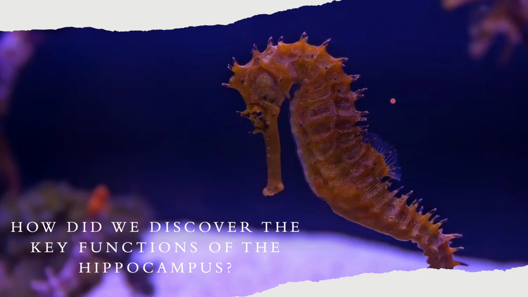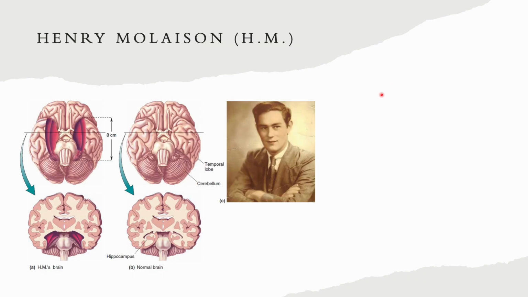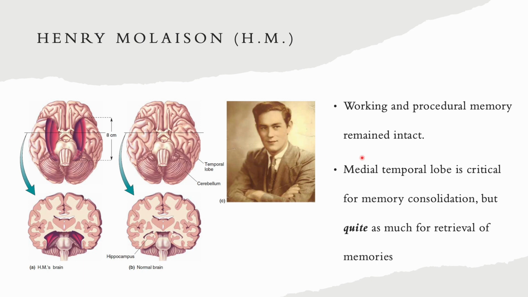How did we discover the key functions of the hippocampus? Patient HM is a primary example of our understanding of the hippocampus. So remember, patient HM was suffering from seizures, and in an experimental procedure, they removed his entire hippocampus, as shown here. So this is patient HM's brain next to a normal, healthy brain. Ultimately, after the removal of his hippocampus, his working and procedural memory remained intact. But this experiment led us to understand the medial temporal lobe is critical for memory consolidation, but not quite as much for the retrieval of memories.